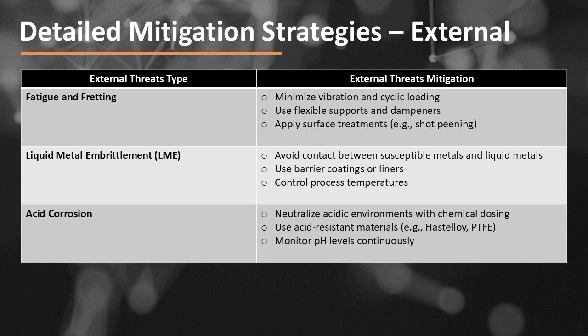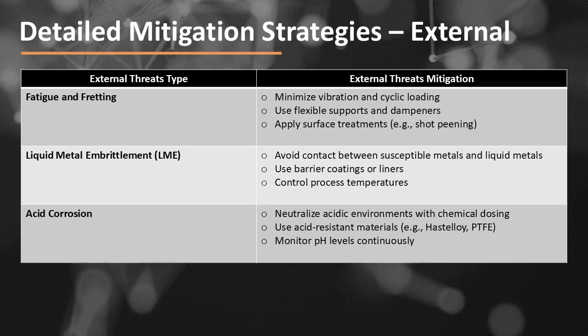If the external threat type is fatigue and fretting, then the mitigation measures are: minimize vibration and cyclic loading, use flexible supports and dampeners, and apply surface treatments such as shot peening.